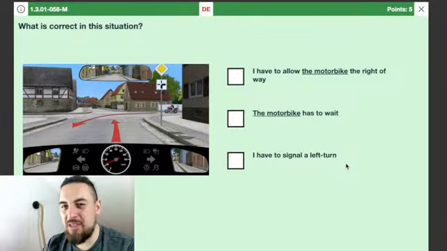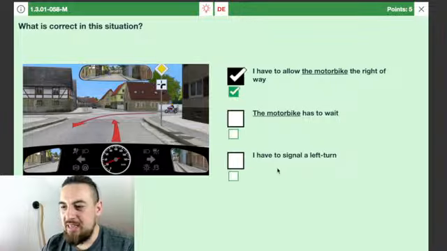Okay, just one is correct. I have to allow the motorbike, yes, the motorbike the right of way. Exactly. This is the correct answer. Let's solve it. And why don't you have to signal left? We are leaving the priority road.